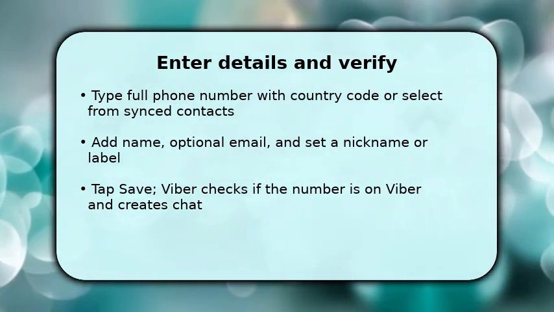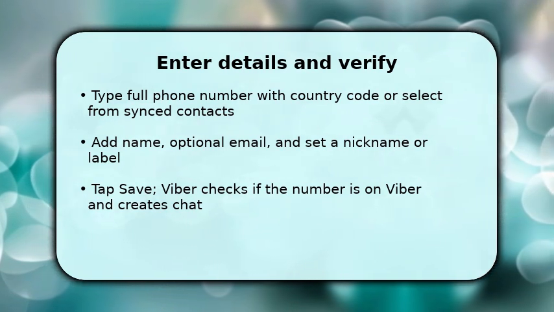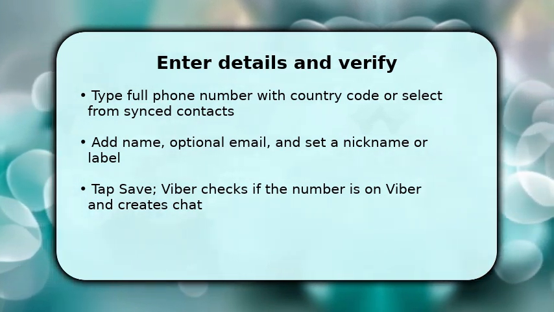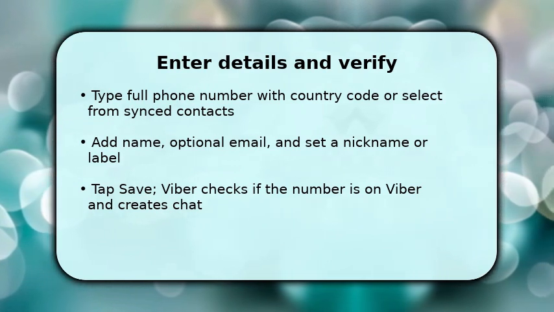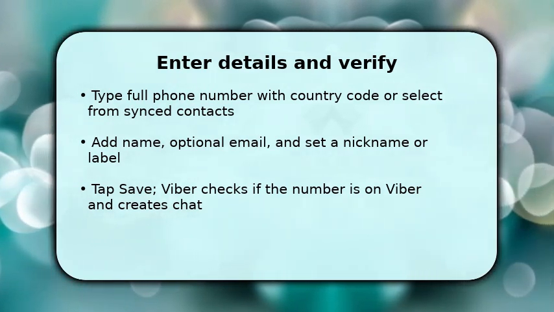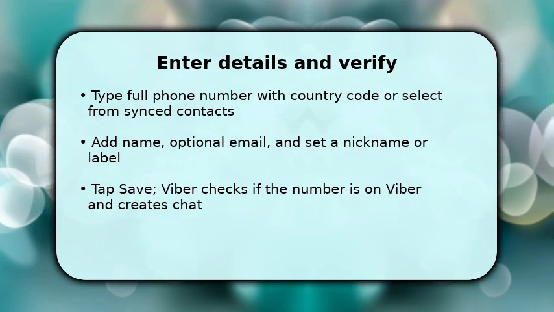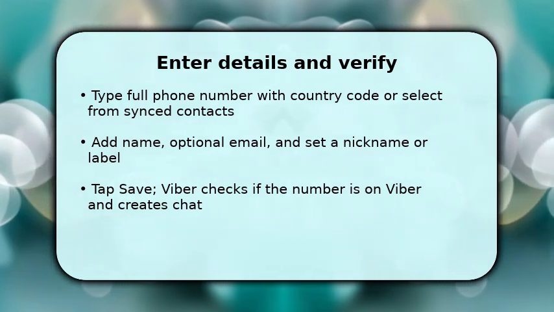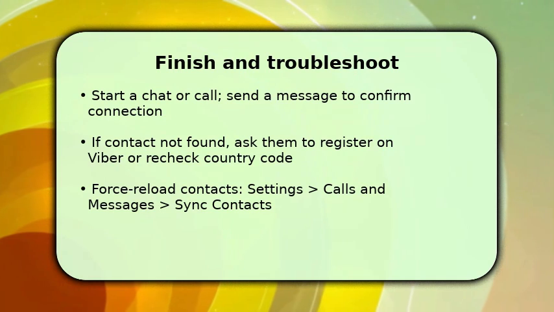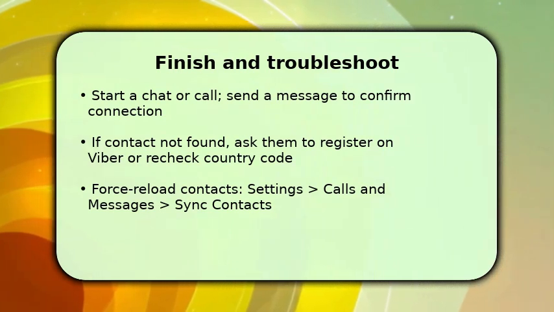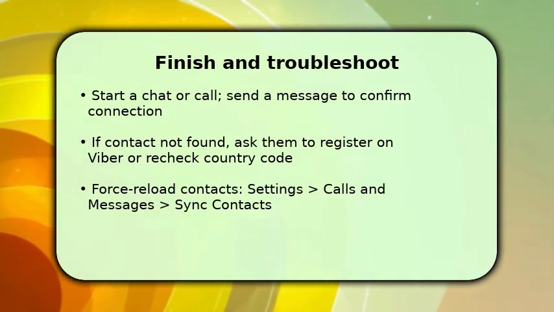After you tap Save, Viber will automatically verify whether that number is registered on Viber and will create a chat if it is. If not, it will save the number locally so you can message once they join. This step prevents sending messages. Finish by opening the new contact's chat and sending a short message to confirm delivery. You can also place a test call.